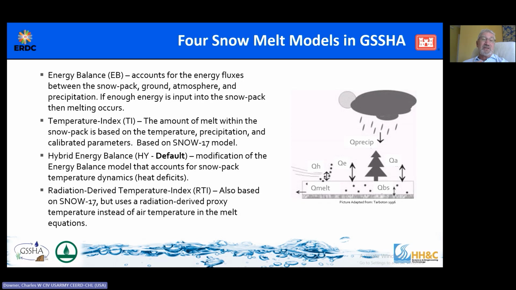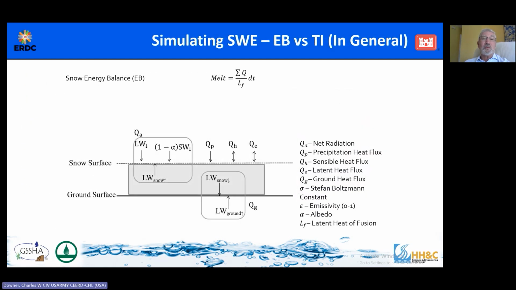And then there's a radiation-derived temperature index method, which is just like the temperature index method above, but it uses a radiation-derived proxy temperature instead of air temperature in the melt equations. And I'm going to explain that because it's not intuitive to me. I didn't come up with it. Another thing Mike Follum came up with. Not sure what those arrows are for.